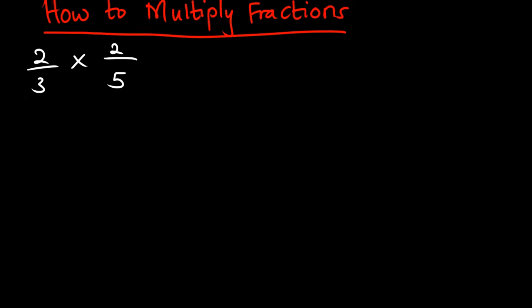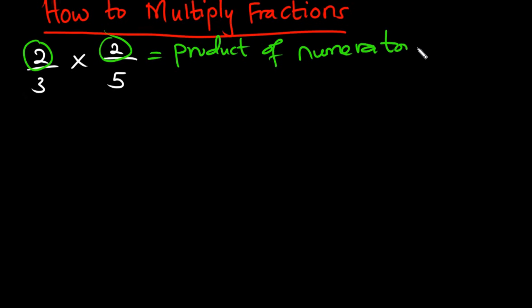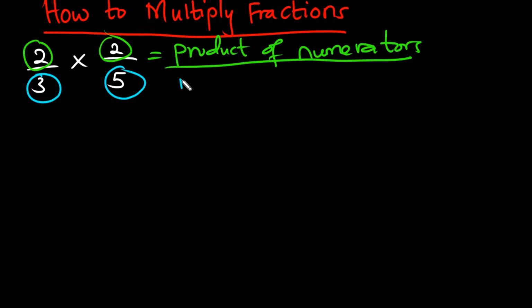So how do we go about it? So what we do is that we multiply the numerators. You get the product of the numerators separately. So product of the numerators, and then you multiply the denominators separately. So you get the product of the denominators. So it's as simple as that.